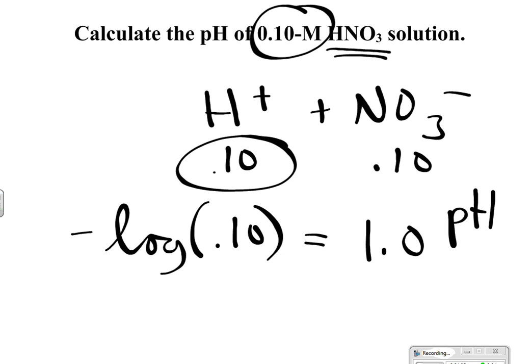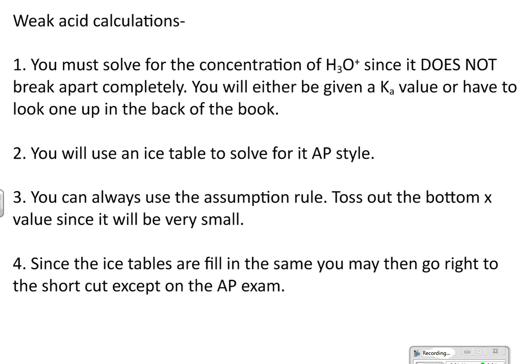Then we get to the one that occurs more often, the weak acid calculation. So when we're talking about a weak acid calculation, what are we dealing with? First of all, it is a weak acid because it's not one of the 6 strong acids that you're supposed to memorize. You have to solve for the concentration of H3O plus because it does not break apart completely. Our fundamental definition of a weak acid is that it breaks up less than 5%. Because of that, you have to use an ice table in order to find it, but then I'll show you a shortcut.